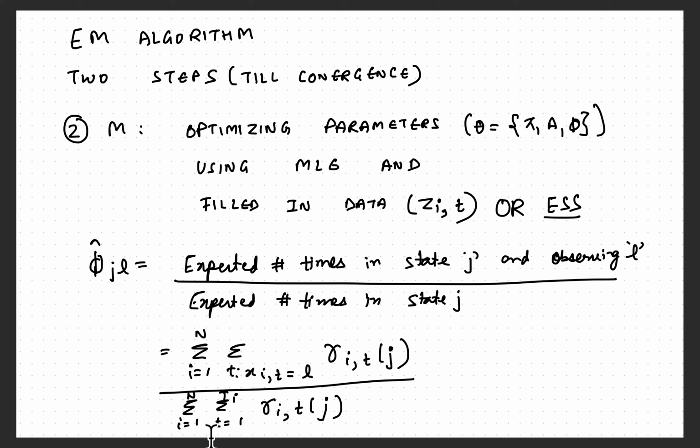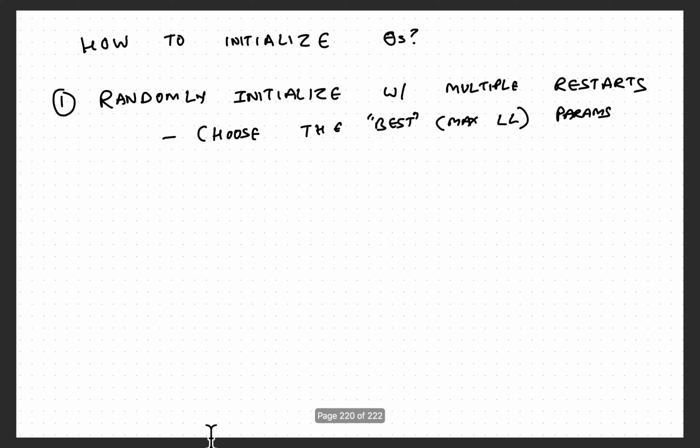So the final piece which is left is, how do you initialize the thetas? How do you initialize pi, A and B? So any thoughts on that? There could be multiple ways. The simplest way is to just randomly initialize with multiple restarts.